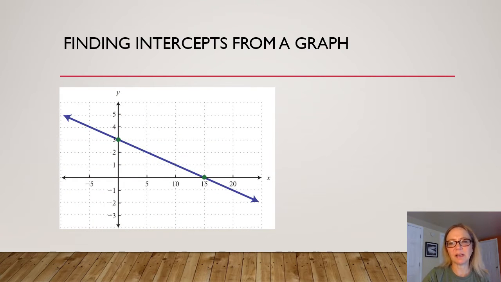Let's practice finding intercepts from a graph. The blue line is the graph. It crosses the y-axis at (0, 3), that's the y-intercept, and it crosses the x-axis at (15, 0), that's the x-intercept.